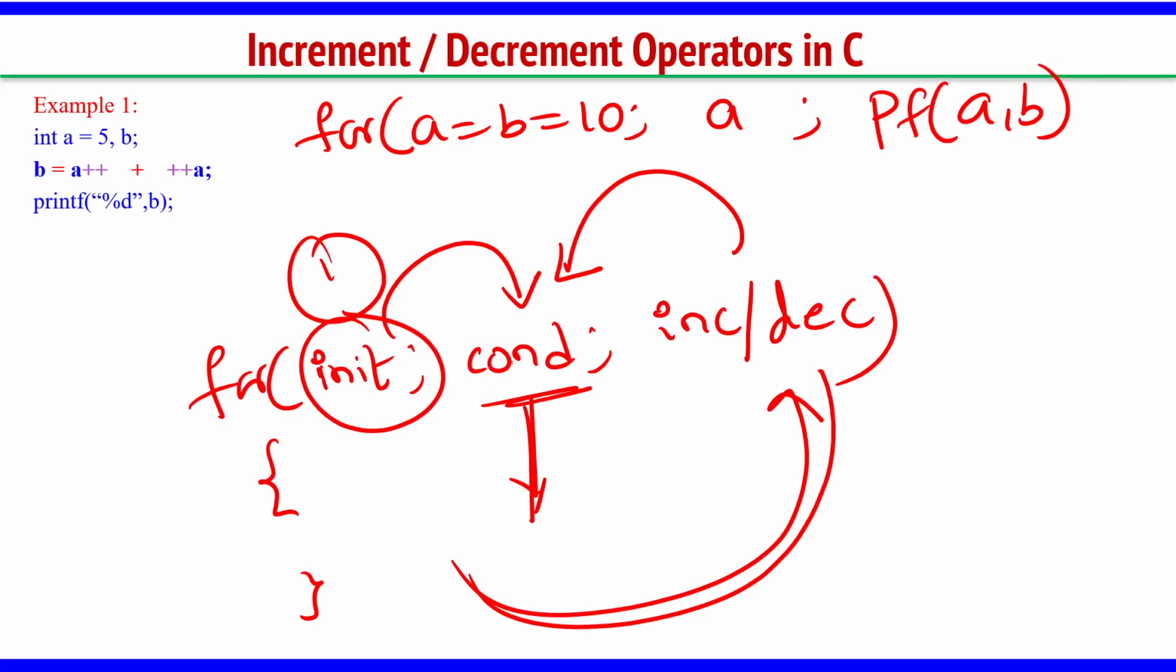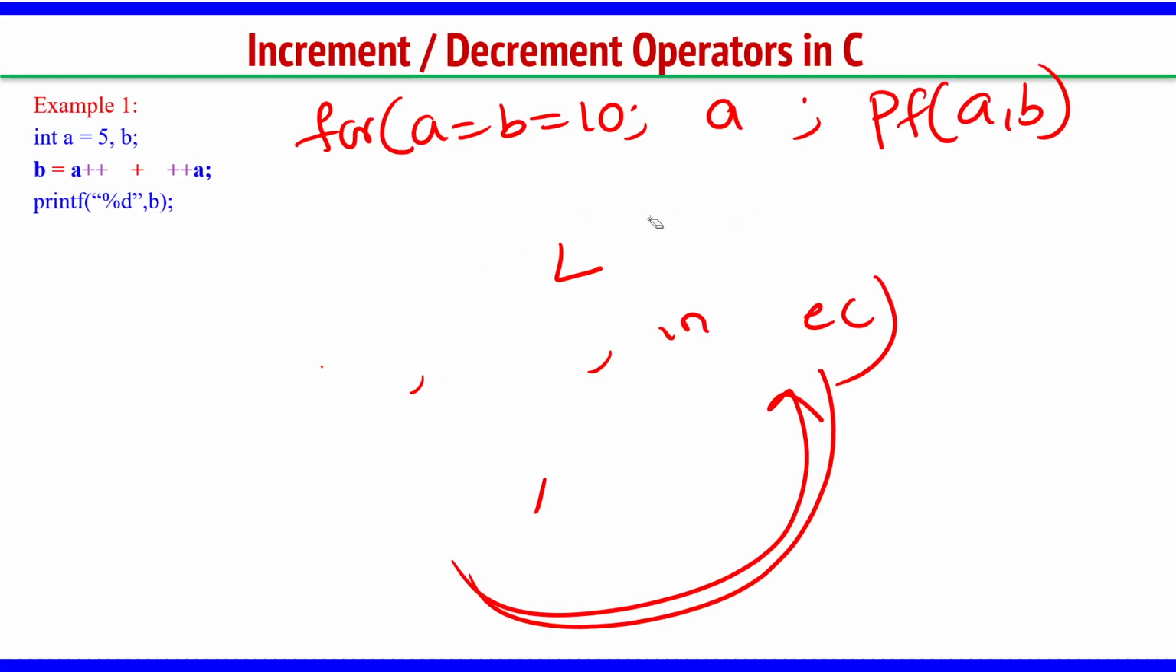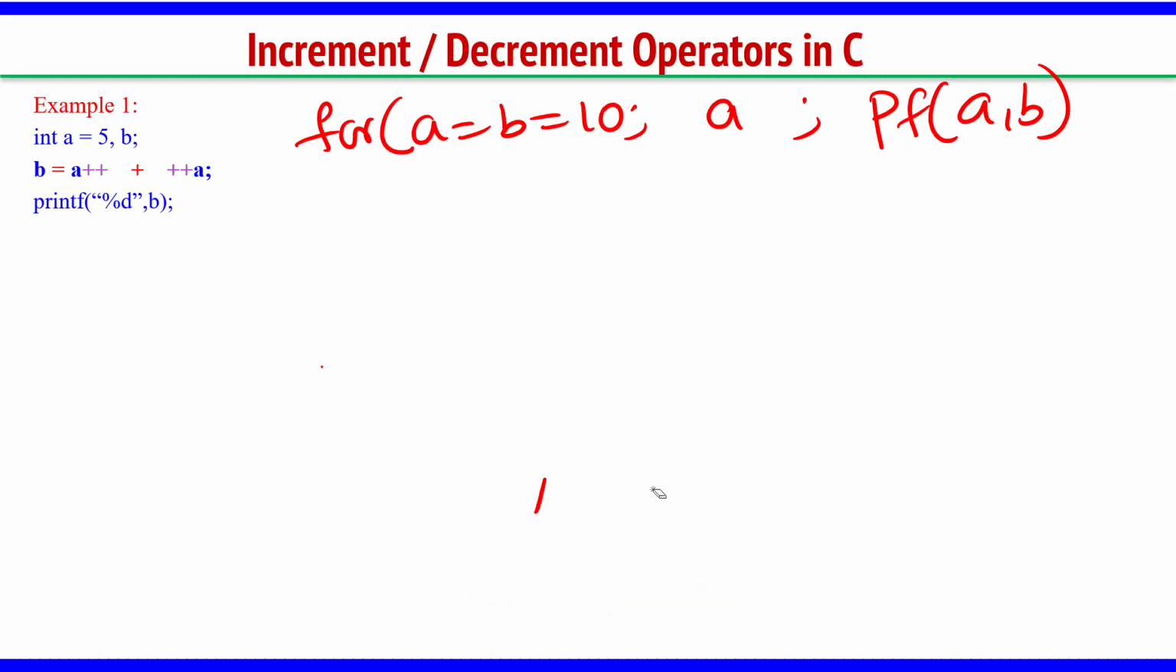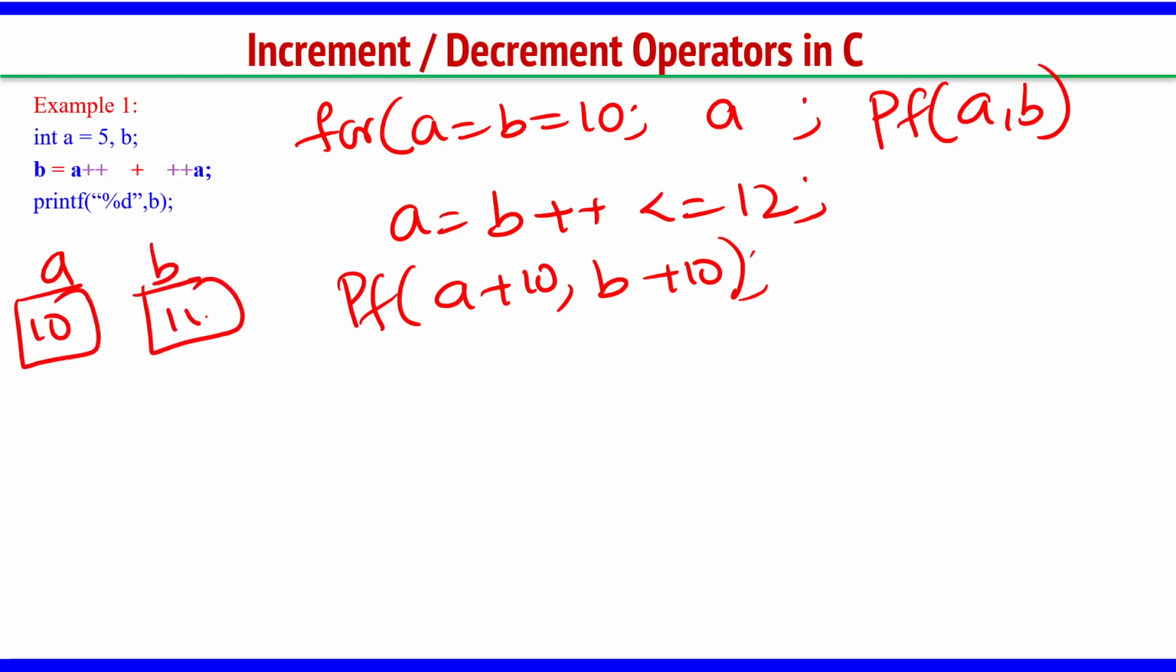From here, go to how the for loop works. Based on that, I have here: A equal to B++ less than or equal to 12. Some expression is there. And finally, I have to print the value of printf A plus 10, comma, B plus 10. So A value in memory is 10, B value in memory is 10.